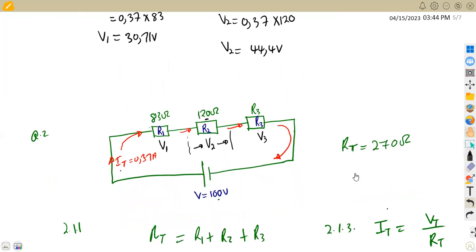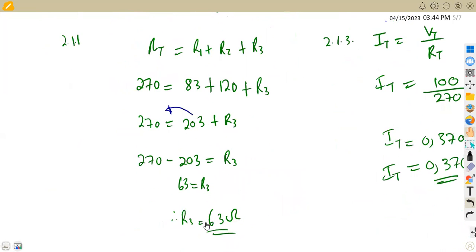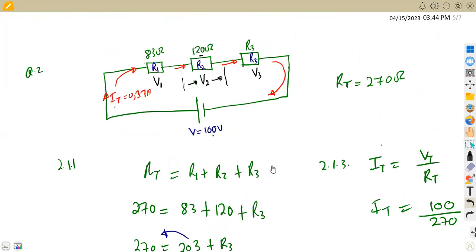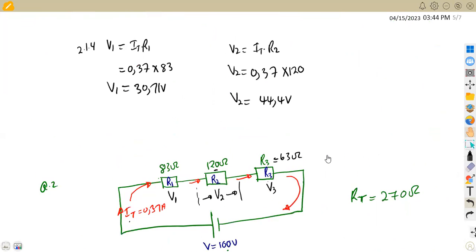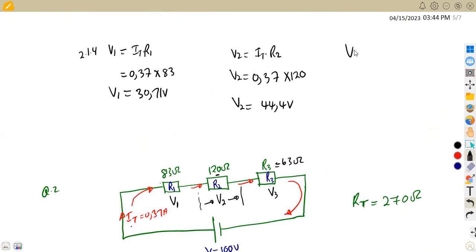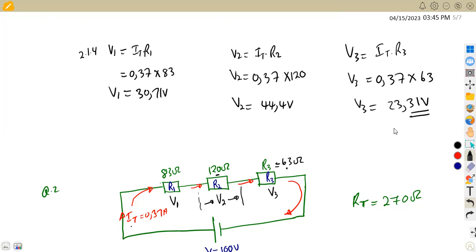Remember, we calculated R3 before and we got our R3 as 63 ohms. So this resistor R3 is equivalent to 63 ohms. So that means we can calculate V3 in this case, or VR3, VR2, depending on the way that you are writing. So it's going to be total current times resistor R3, since current is the same in the series circuit. So 0.37 times the resistor R3, which is the one that we calculated before. So that is going to give us 23.31 volts in this case. All right. So that was our question 2.14.